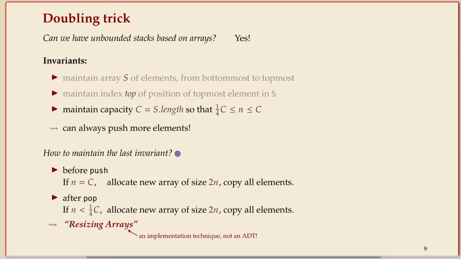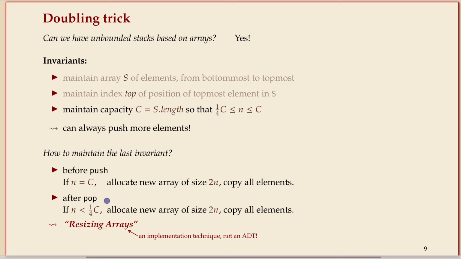And how do we do that? How do we get to the point that this is always true? By two little changes. Whenever we do a push, we first check if the array is completely full. If so, we double the size of the array. And what that means is we have to allocate a new array of double the size and copy all elements over. That sounds costly, and it is.